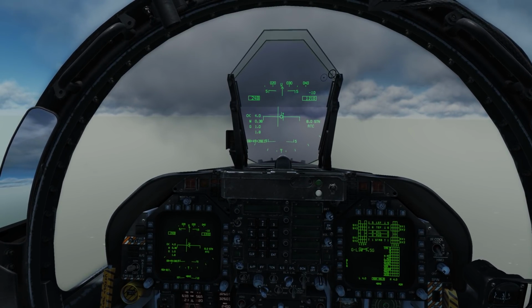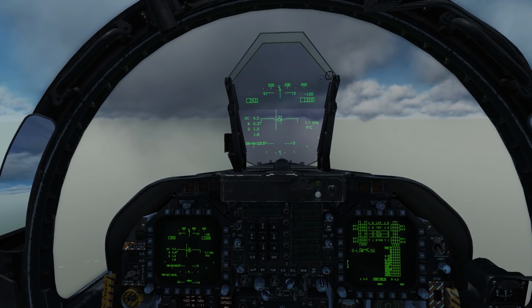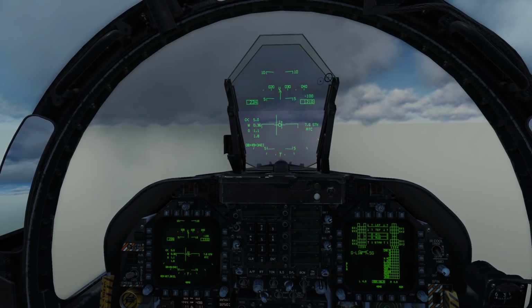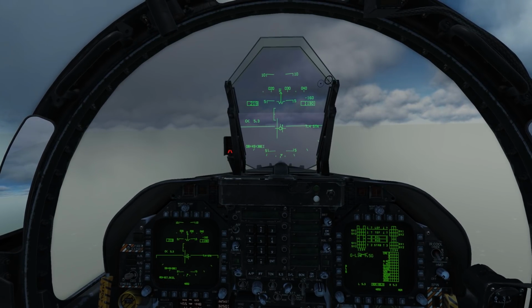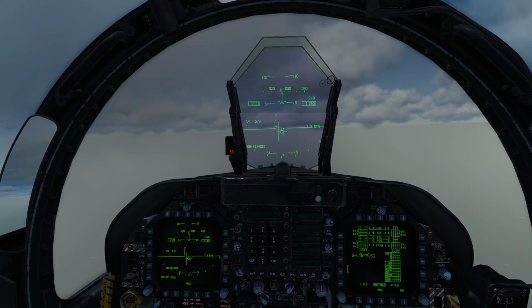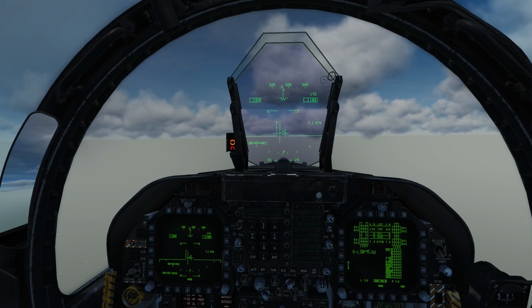At 8 DME, we will go ahead and commence transition to a landing configuration and get on speed. Now the fun begins. We get to hold this altitude on speed for about 5 DME.